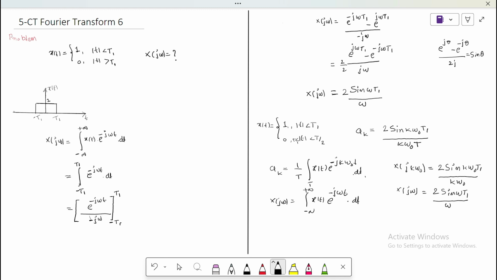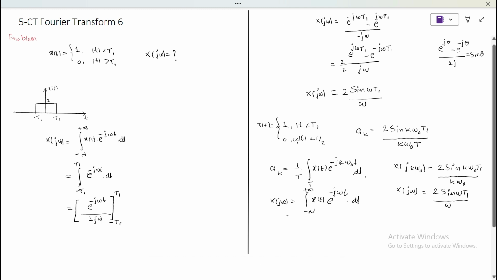So this is the case. Here, 2 sine omega t1 by omega is called the sinc function. So you know the sinc function formula: sinc theta equal to sine pi theta by pi theta.